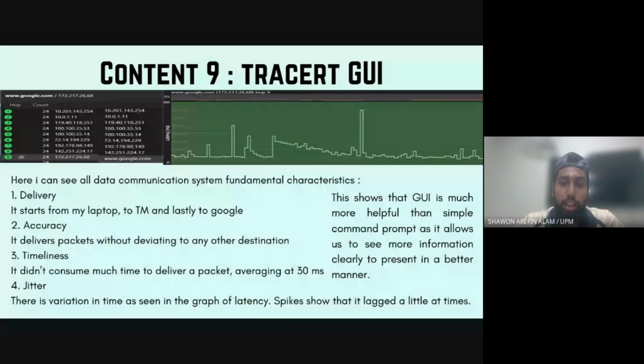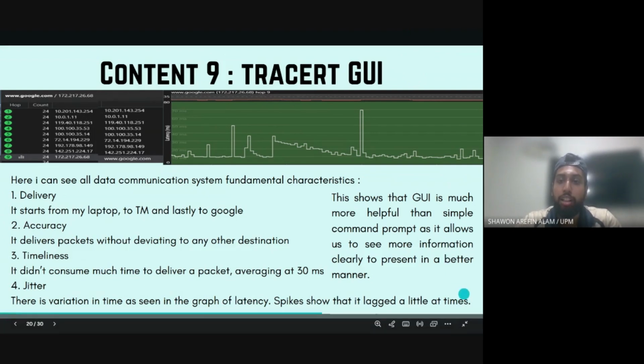This version of the traceroute has a GUI, that means graphical user interface. It makes it easier to understand by using pictures and graphs. Why is this helpful? Because we can see the whole path from our laptop to Google. It proves our data is reaching the right place. Accuracy: it shows each correct stop along the way. Timeliness: it shows the delay is small, around 30 milliseconds, which is very fast. If the graph goes up and down, it means the delay is changing a little bit. That's called jitter. In short, this tool helps us see how our internet is working and if there are any problems. Moving on to the next slide.